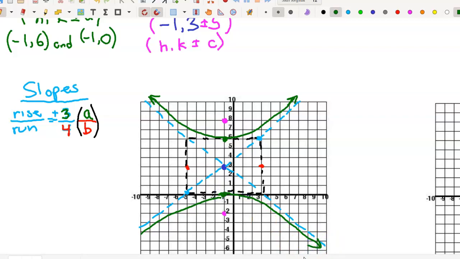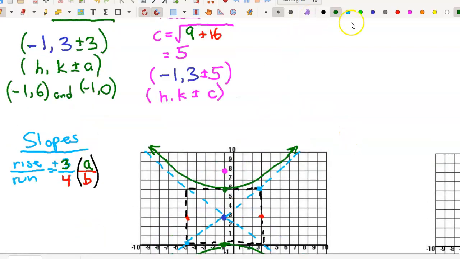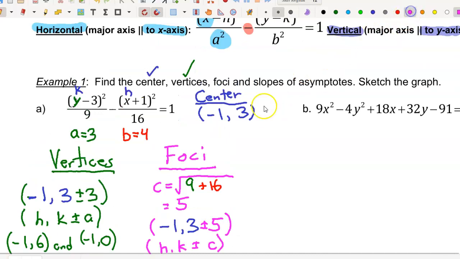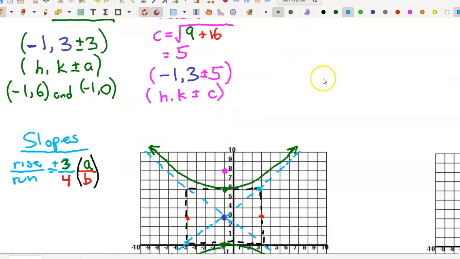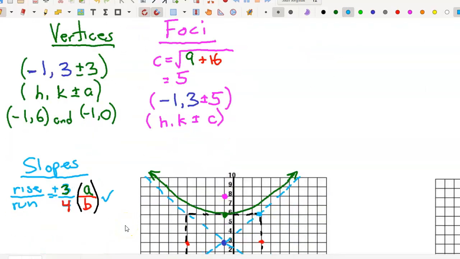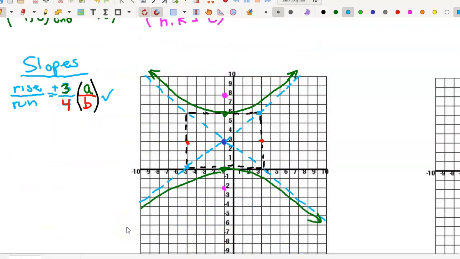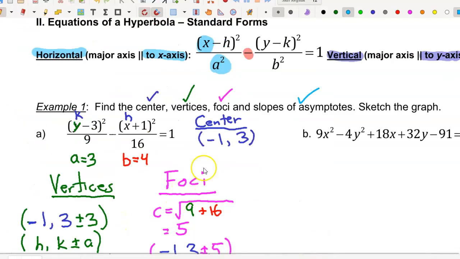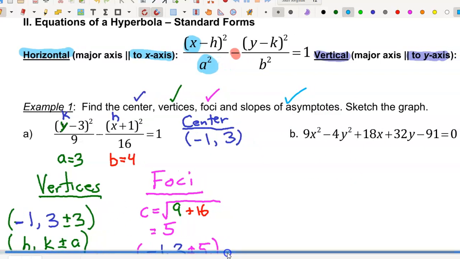Very good. And we have checked all the requirements here. We did foci. We did the slopes of the asymptotes down here. So hopefully this looks very familiar. If you did your homework last night, this looks very familiar. Yeah, the graph comes out different, but what we're doing as far as getting vertices and foci and the center, and then here on B, completing the square, it's, I'd say, 80% review.